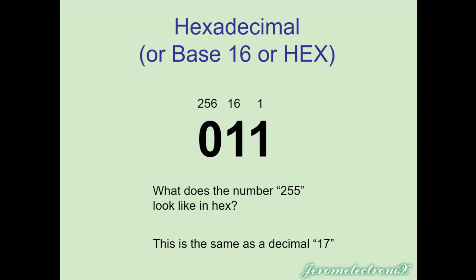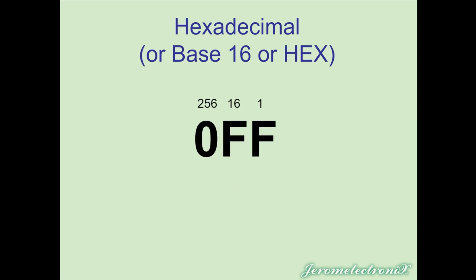Well, if you keep 3 digits, it's going to look like the word "off", because the 16 column is maxed out. The 1s column is maxed out. Maxed out means F's in both, because that's the last symbol in hexadecimal, the highest symbol in hexadecimal. So that's what a 255 looks like, but what does the number 256 look like in hex?